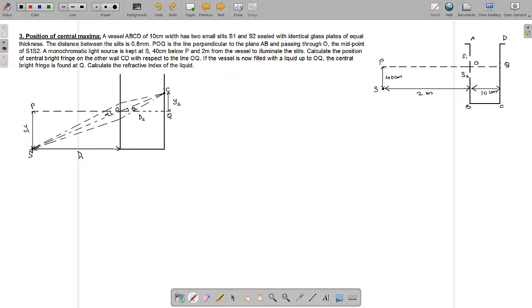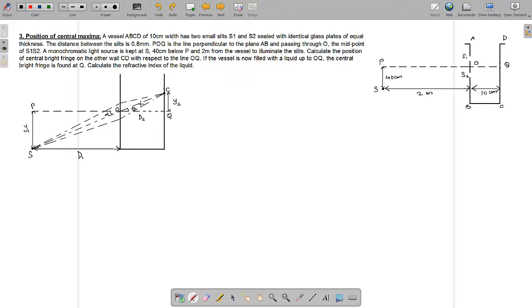Now, as this is the source of the light, the rays of light, the waves, will come like this. These are the slits S1 and S2. After they pass through S1 and S2, they meet at this point C. So, if C is the central maxima, then delta x, that is the total path difference at this point C, should be equal to 0.